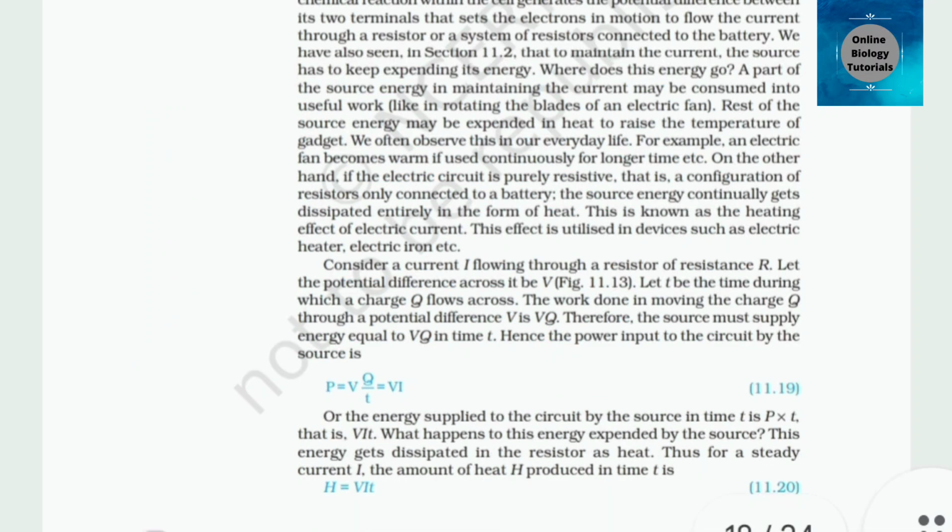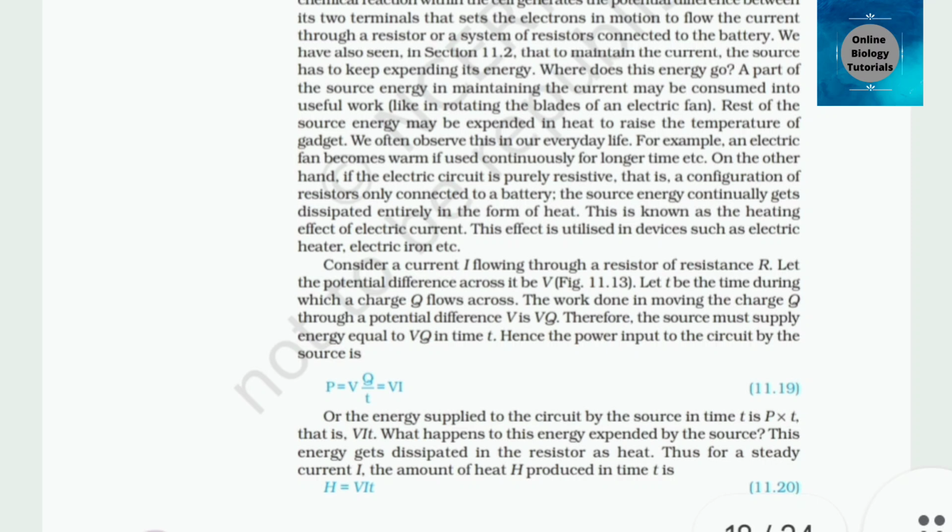Where does this energy go? Part of the source energy in maintaining the current may be consumed into useful work like in rotating the blades of an electric fan. Rest of the source energy may be expended in heat to raise the temperature of the gadget. We often observe this in our everyday life.